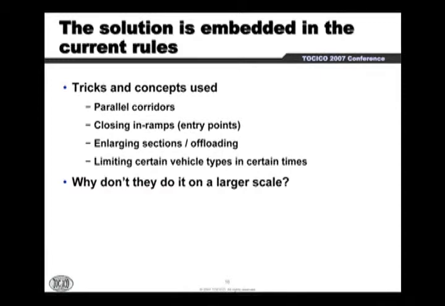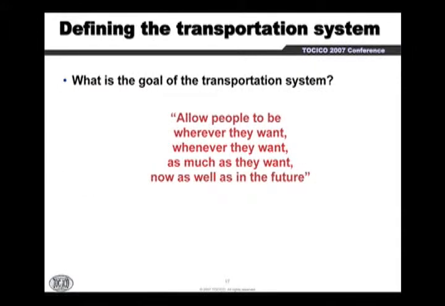Why don't they do it on a larger scale? Let's see, what's the goal of the system, and then check the 3 principles. The system is very simple. It's a transportation system. It has the following goal: allow people to be wherever they want, whenever they want, as much as they want, now as well as in the future. How's that for a lofty goal?